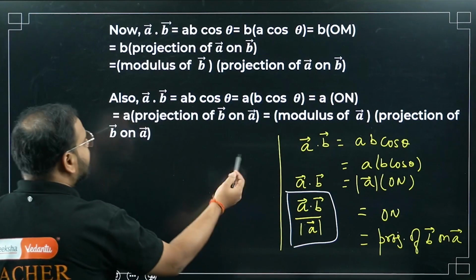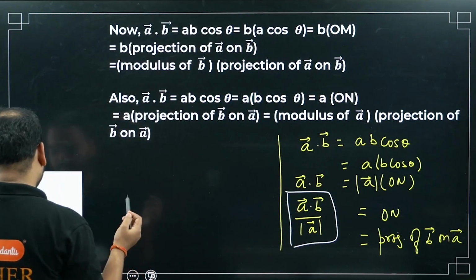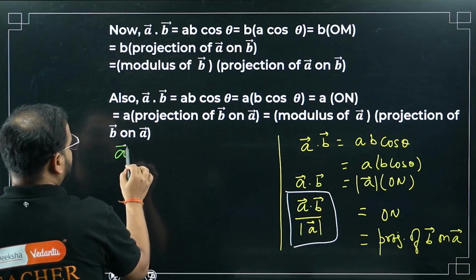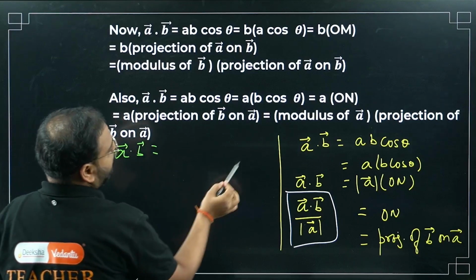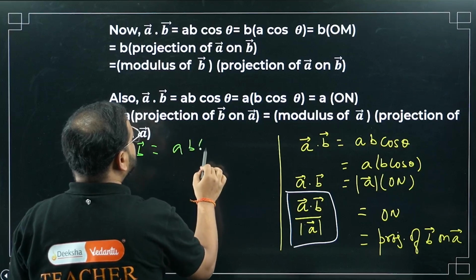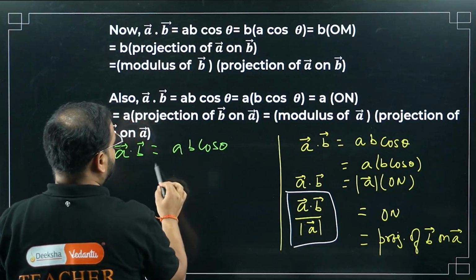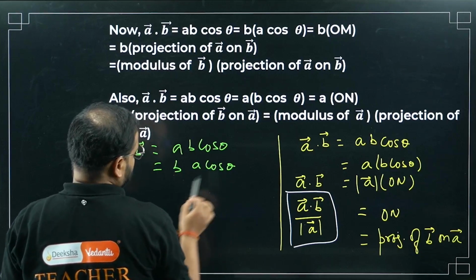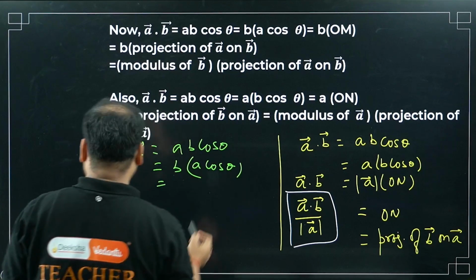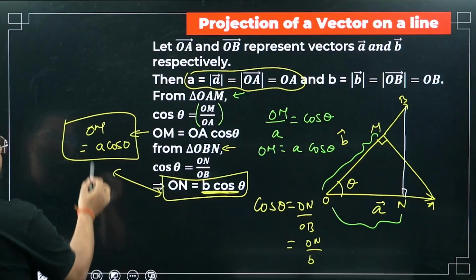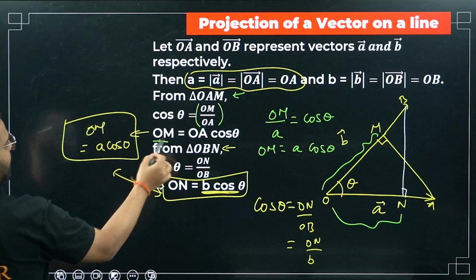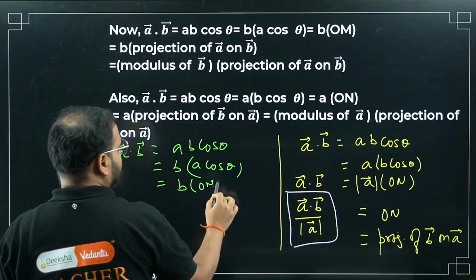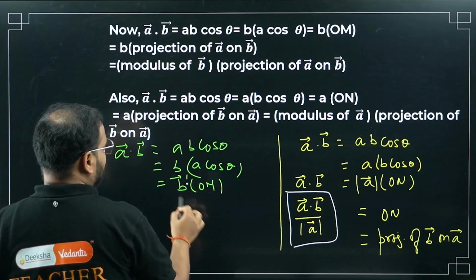The same thing I can do again. A dot B equals AB cos theta, but this time I'll club A and cos theta together, so I'll write it as B times A cos theta. What is A cos theta? A cos theta is OM. So I get B as it is and OM over here, and I can write B as the magnitude of vector B.